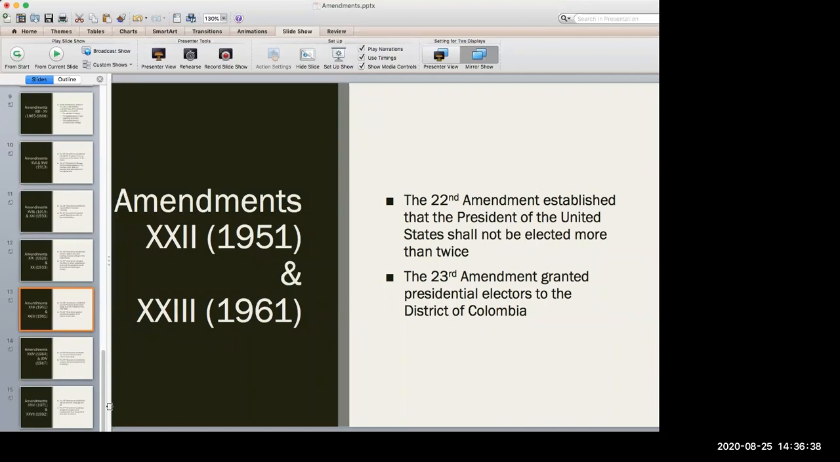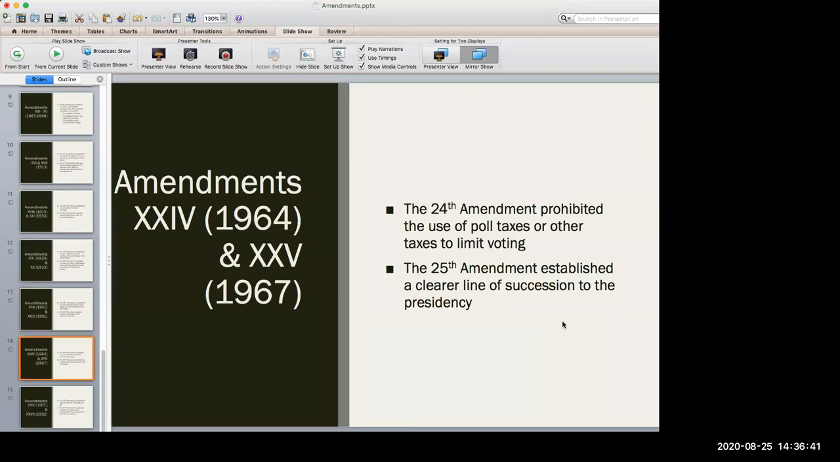How do you feel about the 25th, the clearer line of succession to the presidency? Do you want to count that as related to voting or no? Okay, the quicker typers are getting, okay, it looks like I'm getting majority no on that. So even if we don't count the 22nd and the 25th, that gives us 5, 6, 7, 8. You don't vote if the president dies.